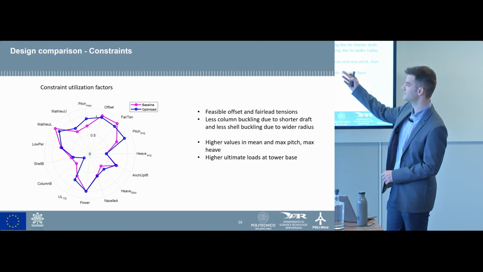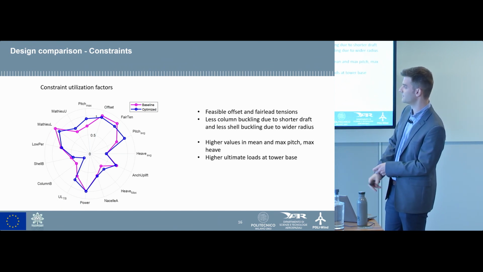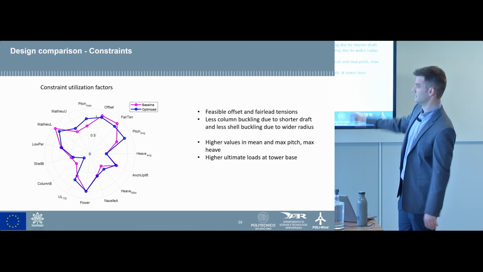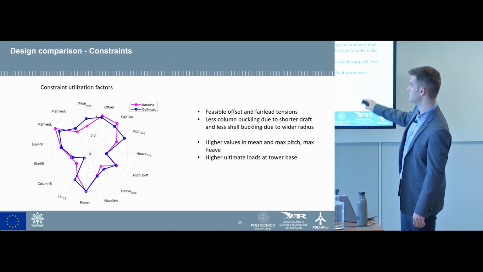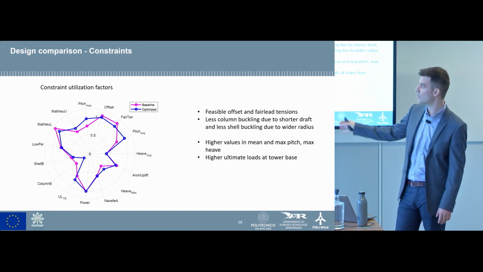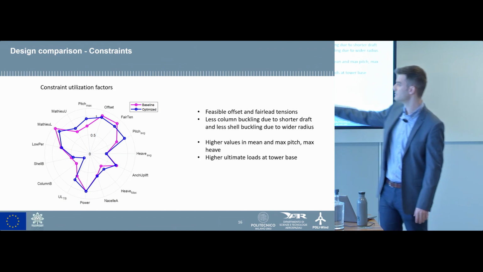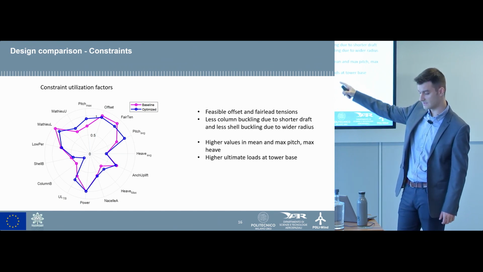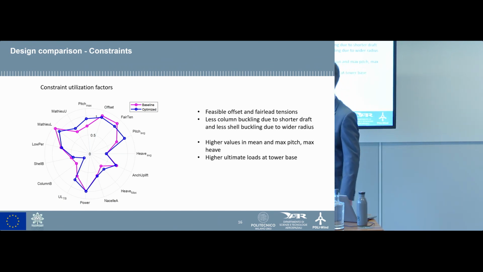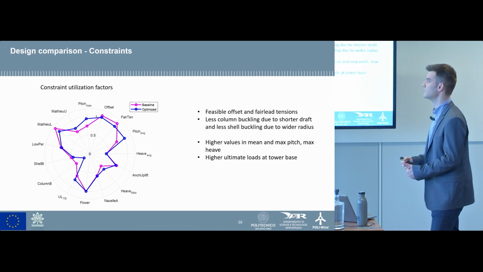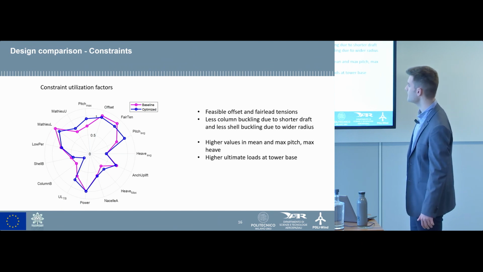As you can see, the baseline design was not complying with the constraints that we have defined. And in the optimized design, we can see that we ensure that we have a feasible design for all the constraints, especially for the mooring line tensions, so fairlead tensions that you see here, and the maximum platform offset is moved to the feasible region.